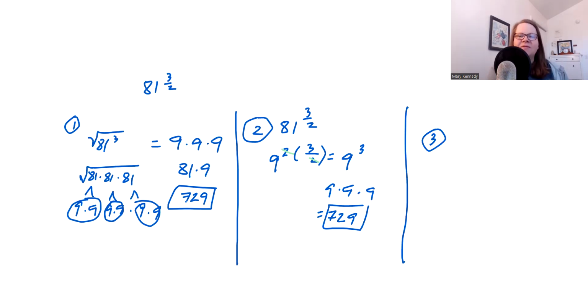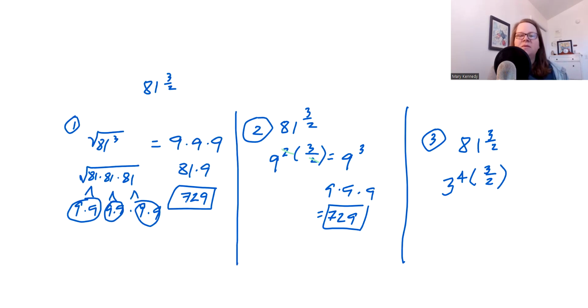So 81 to the 3 over 2. This is very similar to the second one that we did. Here we go. So you might also think of 81 as 3 to the 4th power. I think this is less likely for us to think of, but maybe you will. So 3 to the 4th, and it's raised to the 3 over 2.